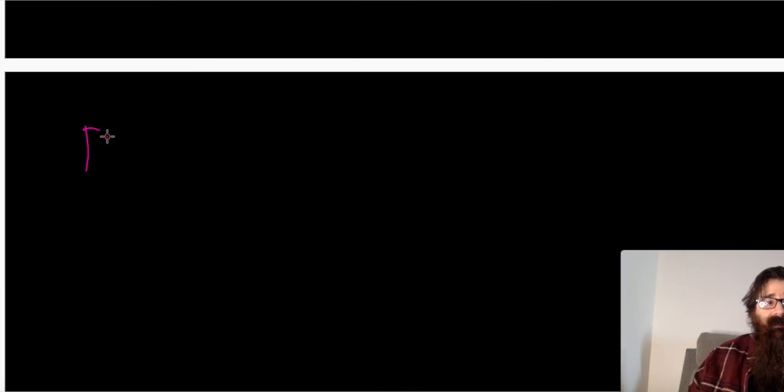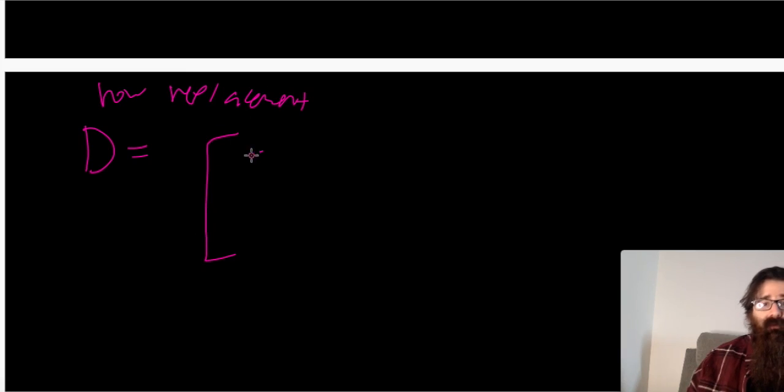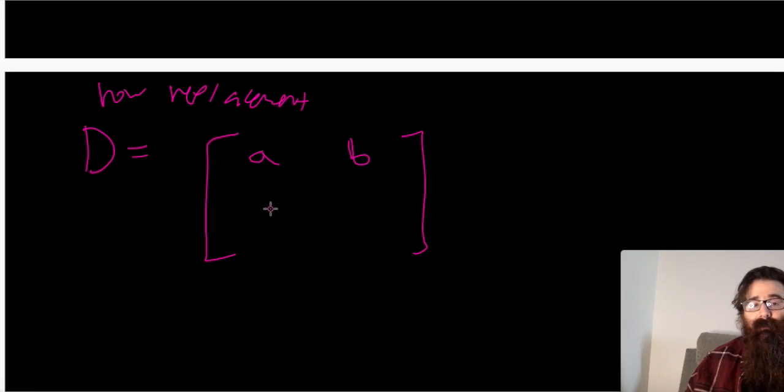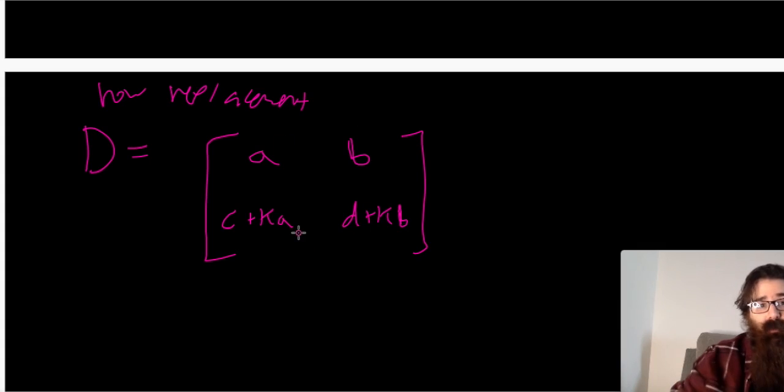Let's get the pink. Let's take a look at a matrix D. Let's do row replacement. Here I'm going to keep the top row AB, but in the second row, I'm going to replace that row with the sum of itself and a multiple of another row. How would that look symbolically? Instead of C, it would be C plus K times A, and instead of D, it would be D plus K times B. I'm replacing the row CD with the sum of itself and a multiple of another row. So it's a multiple of row 1 added to row 2. Think of it that way.